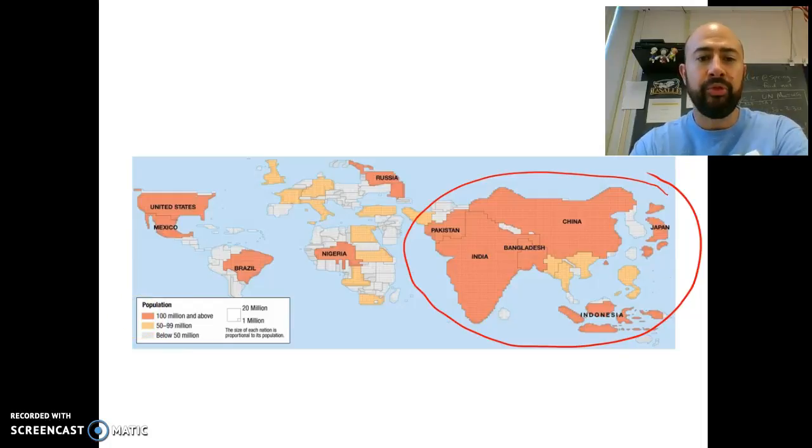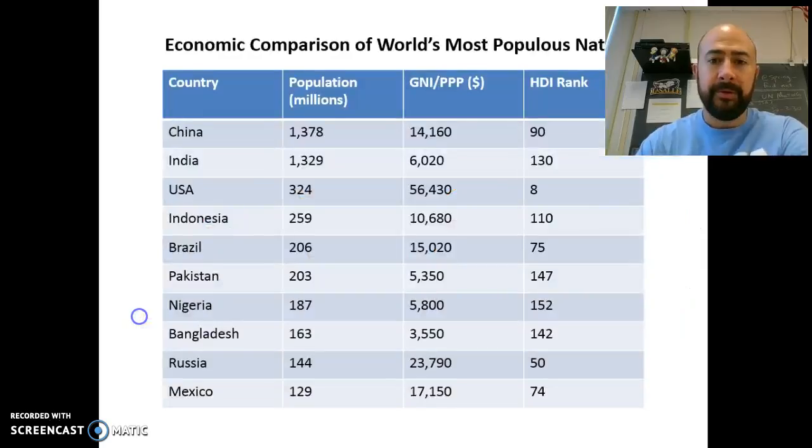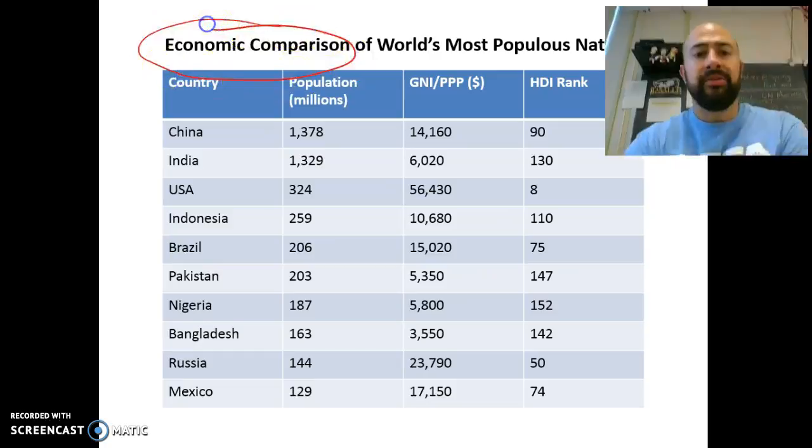You should absolutely know the list of countries on this map, the top 10 most populated countries in the world. And here's a list of them right there. This in particular is an economic comparison of the world's most populous nations. So take a look. China and India, first of all, are far, far ahead of the United States, which is third in terms of population in millions.